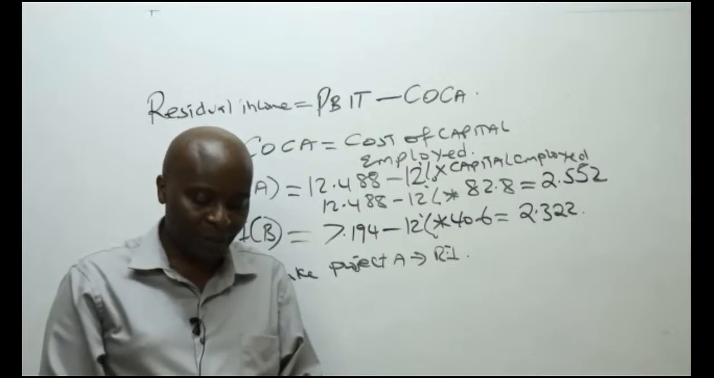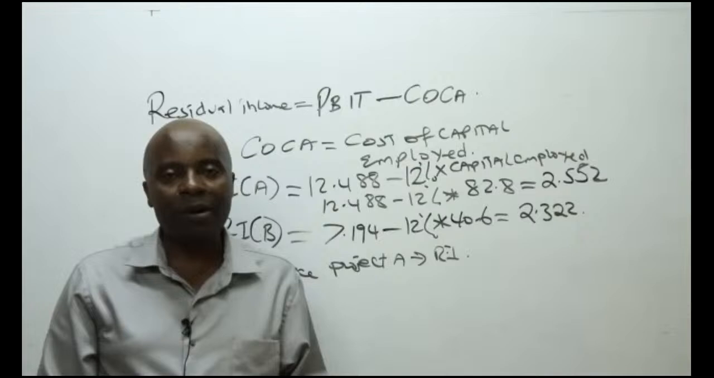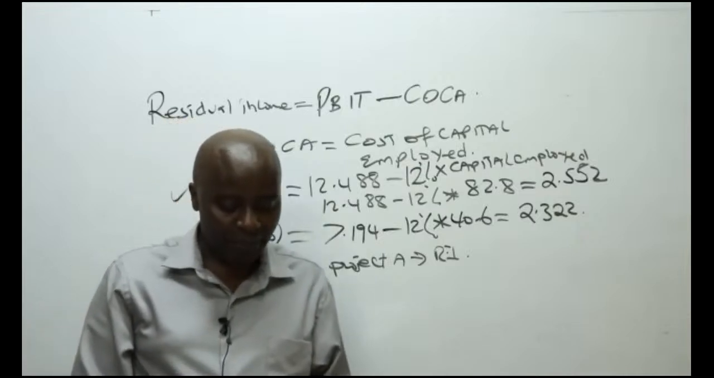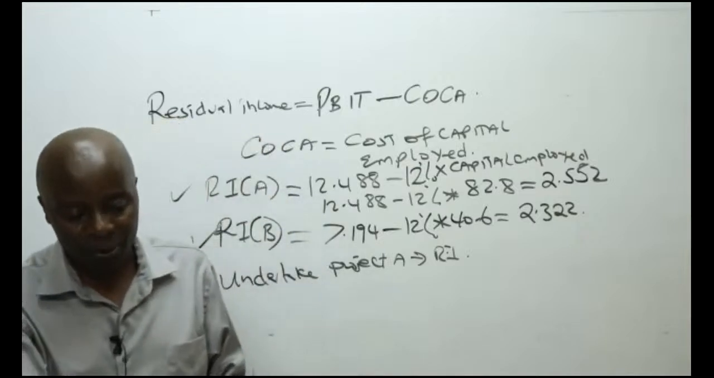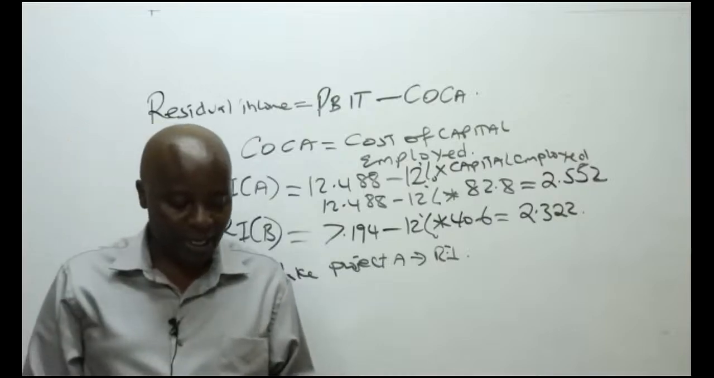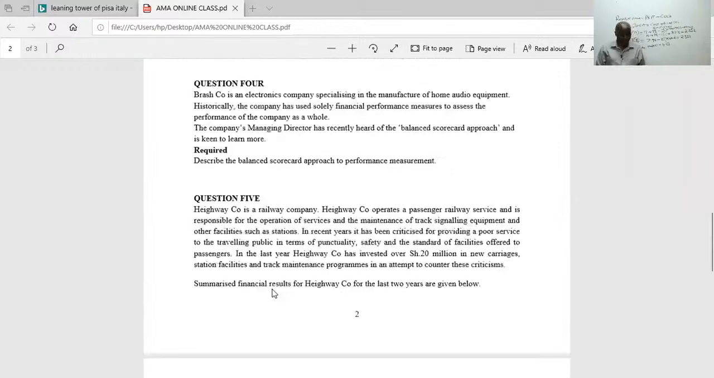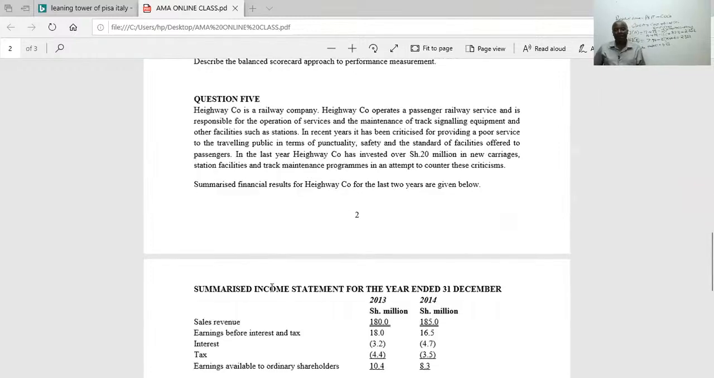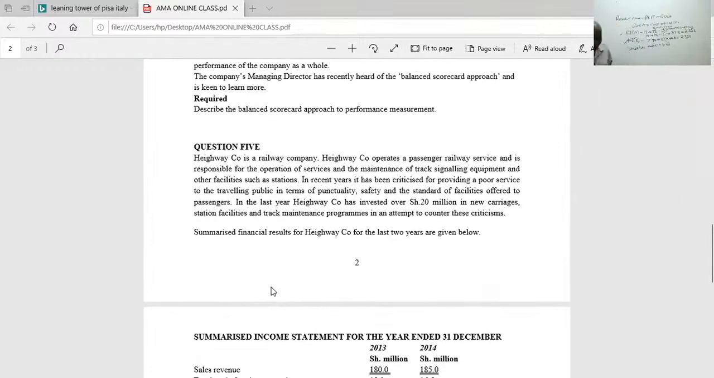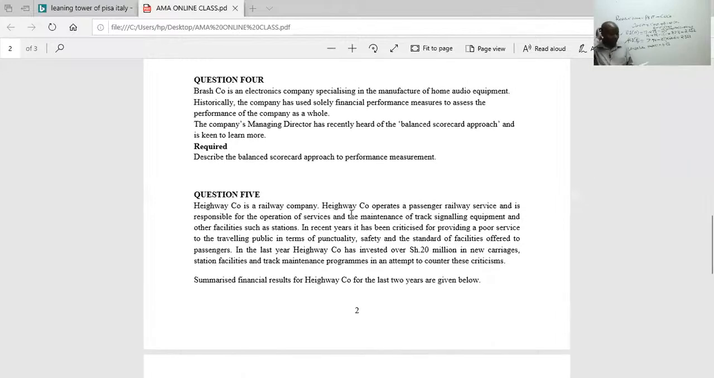We repeat the same concepts using question number 5. Highway company. Please project it for them. Highway company is a railway company. Are you able to see question number 5? Question number 5, we are told Highway company is a railway company.